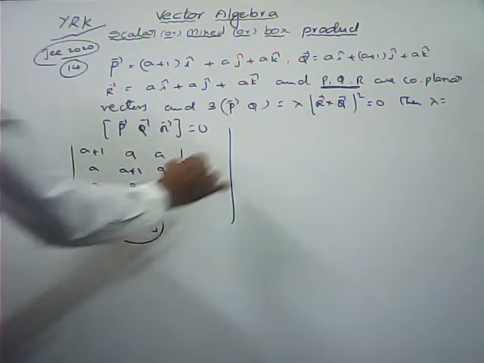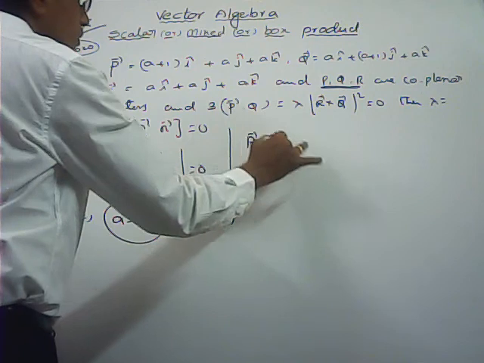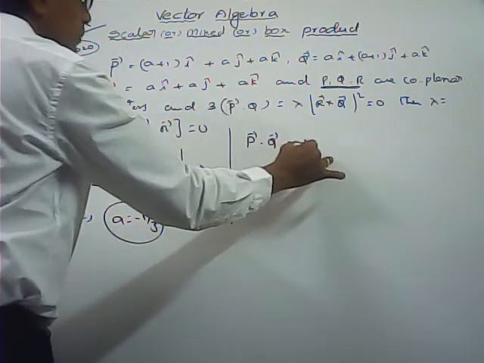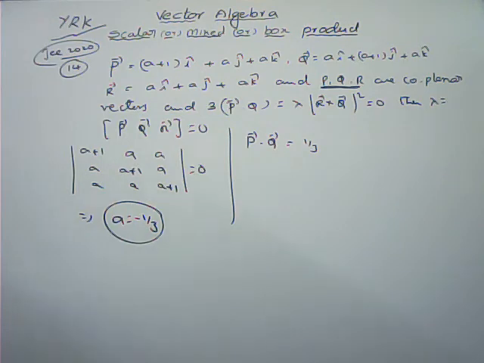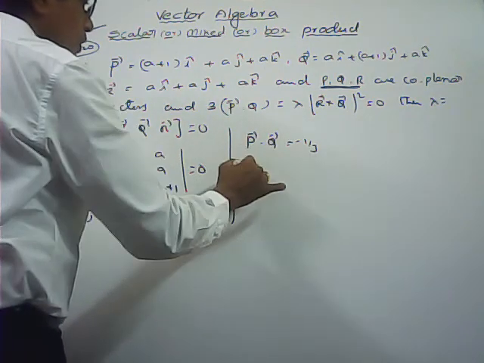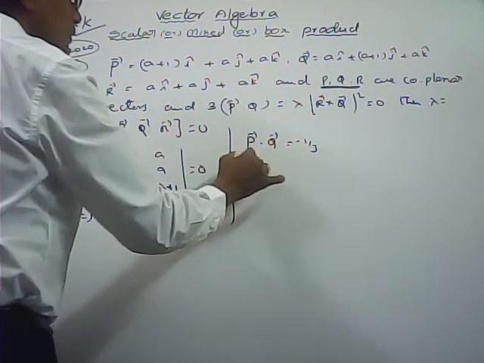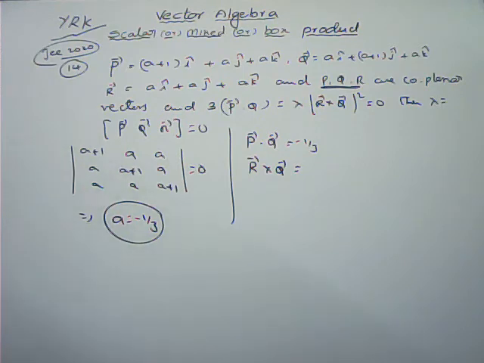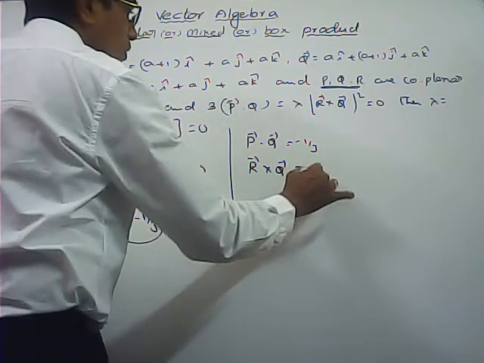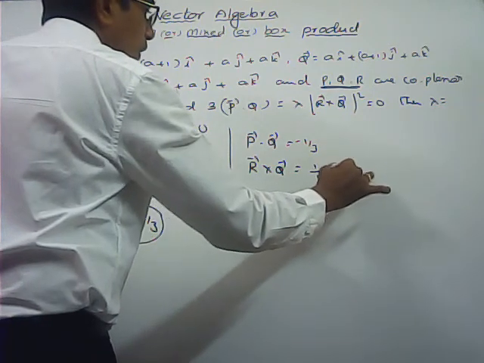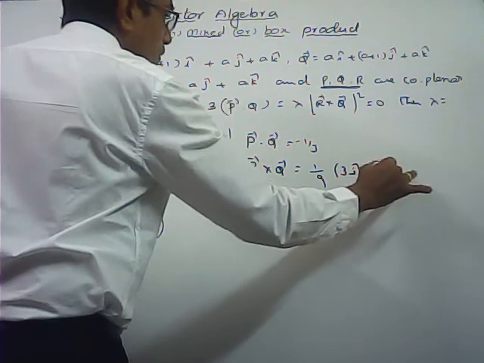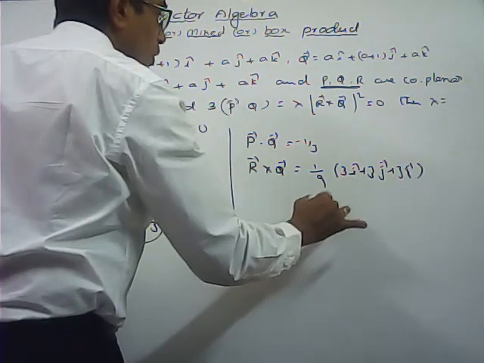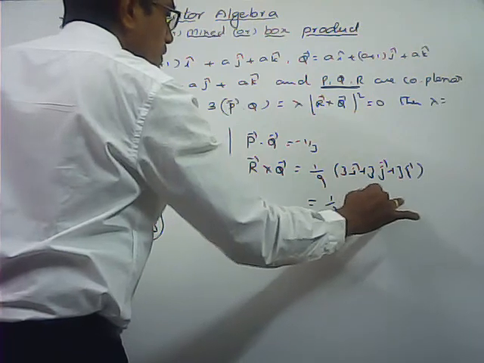After that you can find out P bar dot Q bar, the dot product of the two, we can get 1 by 3, and at the minus 1 by 3. At the same time you can find out R bar cross Q bar, the cross product, a determinant of i, j, k and the vectors you can write down. There we can get 1 by 9 into 3 i cap plus 3 j cap plus 3 k cap, that is 1 by 3 into i cap plus j cap plus k cap.